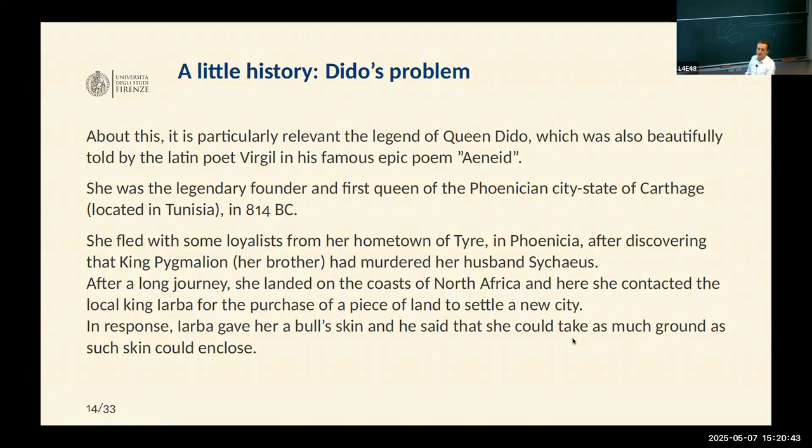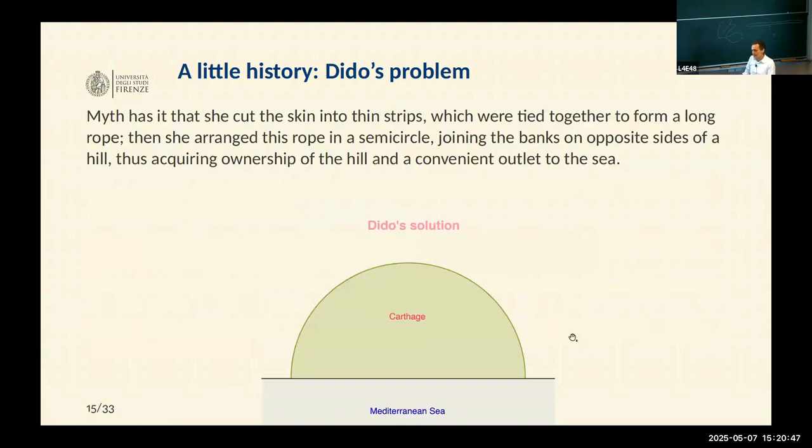But he couldn't believe that she was so smart. What she did was to cut the skin in very tiny strips that were tied together, and then she made a very, very long rope. And then she took the sea, around the sea, and she disposed the rope in such a way to take the maximum area. And by the way, there was also a hill in the middle, which was particularly good to make a city.